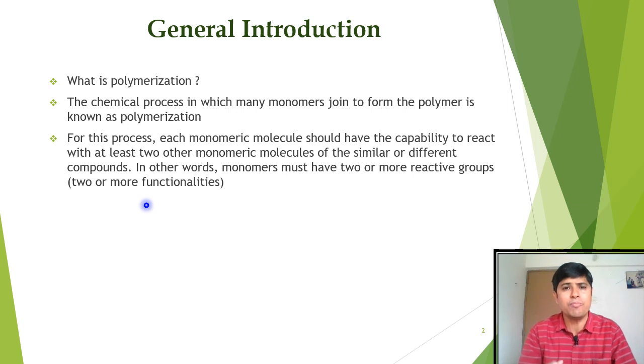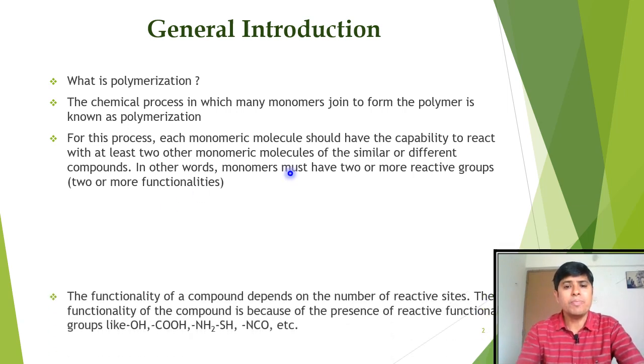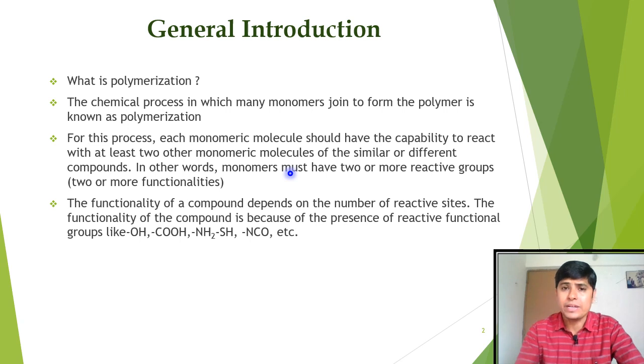This type of monomer can react with two other monomers, that means one monomer can react with two others. This is the functionality a monomeric molecule should have. The functionality of a compound depends on the number of reactive sites, as we have already discussed in the first chapter. The functionality of the compound is because of the presence of reactive functional groups like OH, COOH, NH2, thiol or isocyanate, that is NCO, etc.